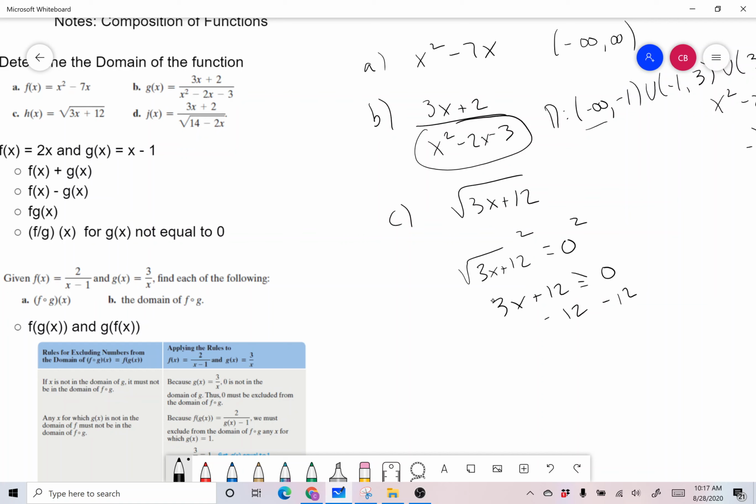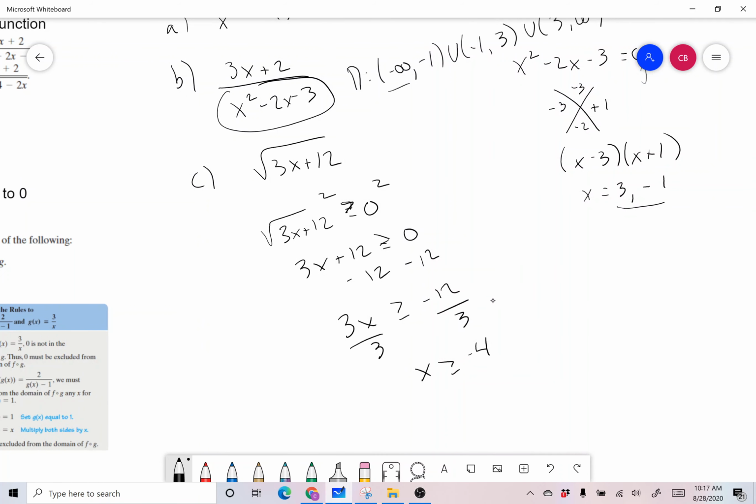I guess we can do greater than or equal to. Let's leave it greater than or equal to, because we know that it can't be negative, and we want it to switch the sign so we know the domain of this thing better. So we have 3x greater than or equal to negative 12, divided by 3. x is greater than or equal to negative 4. So then the domain is negative 4 to infinity. We know that because we use the greater than or equal to.